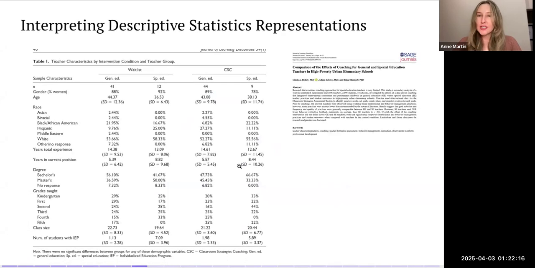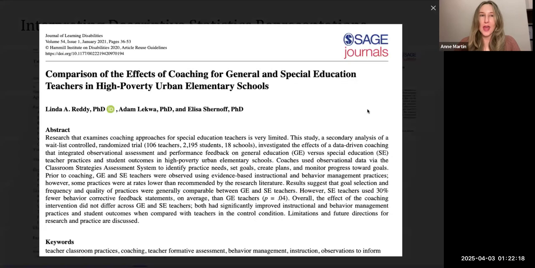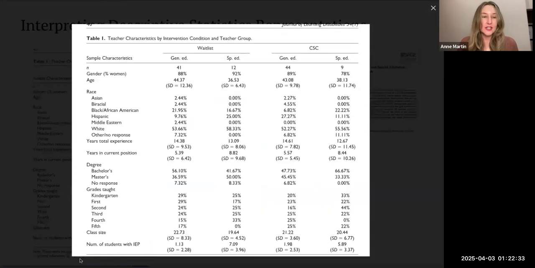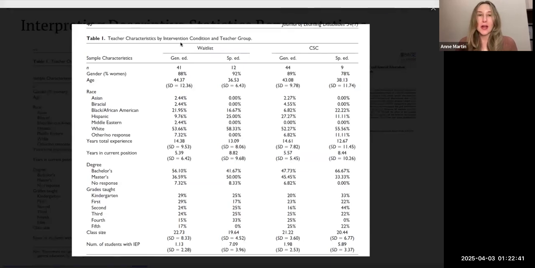Okay, so let's go ahead and take a look at an example from a research paper. This is an article from the Journal of Learning Disabilities looking at the effects of coaching on teachers and how that impacts their students. Here is the descriptive statistics table that is being used to describe the characteristics of the participants. Here you can see teacher characteristics by intervention condition and teacher group.